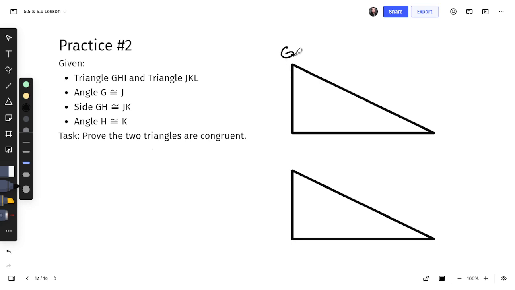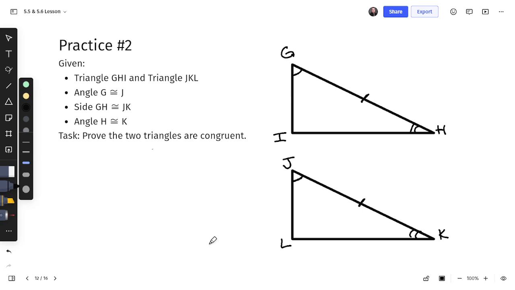So we have triangle GHI, and again in the same corresponding spots, triangle JKL. It tells us that angle G is congruent to angle J. We'll put one arc through each of those. That side GH is congruent to side JK. We'll put one mark through those to say that those are congruent. And that angle H is congruent to angle K. We'll put two little arcs through those angles to denote that they are congruent.